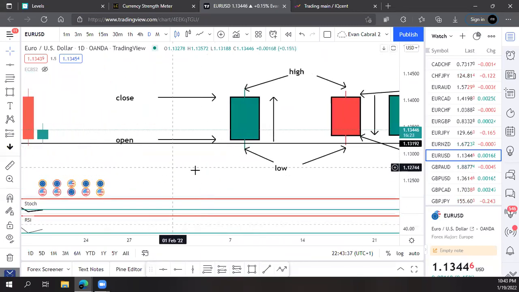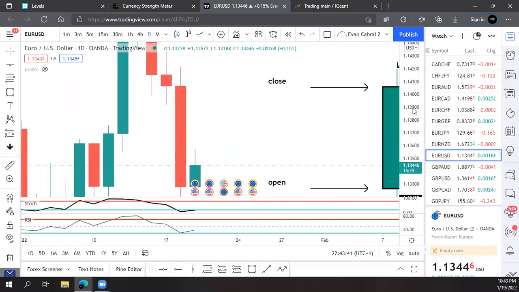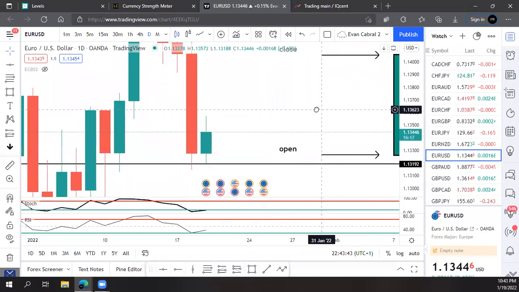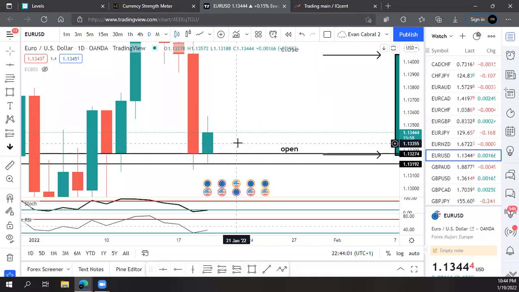Let me zoom in, making it big so we're able to see what I'm doing. So I dropped it on the low. Now I'll drop it on the body, the open of the green candle. I get my horizontal line again and I drop it on the body here.